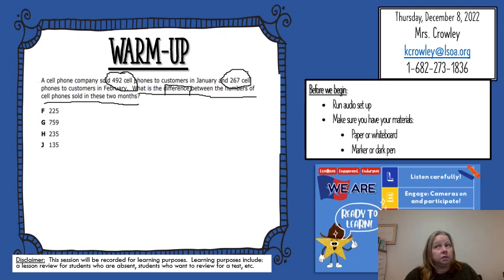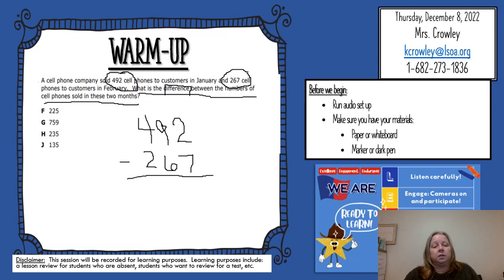What does difference mean? Difference means we are taking away. When we do subtraction, the biggest number always goes first. So let's put up the biggest number, 492, and we're going to take away the smaller number, 267.